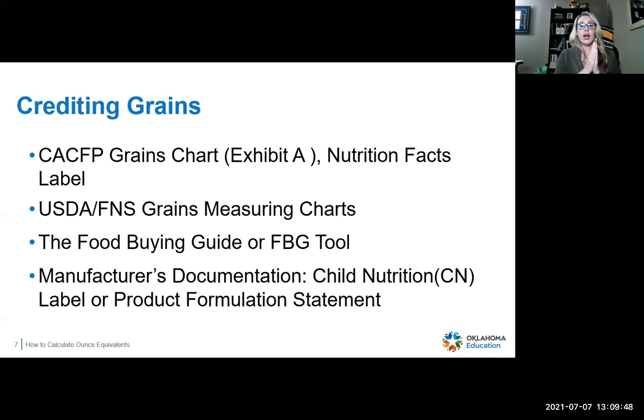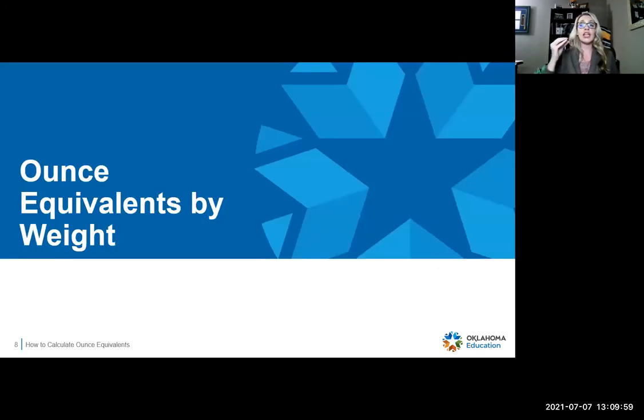Something else is we talk about child nutrition labels or product formulation statements, and then it will tell you how much to serve. It will be on there in ounce equivalents. Now, again, if you use CN labeled products, schools have been using the ounce equivalent since 2012. So all CN label products that you have already say ounce equivalent. So they're already fine.